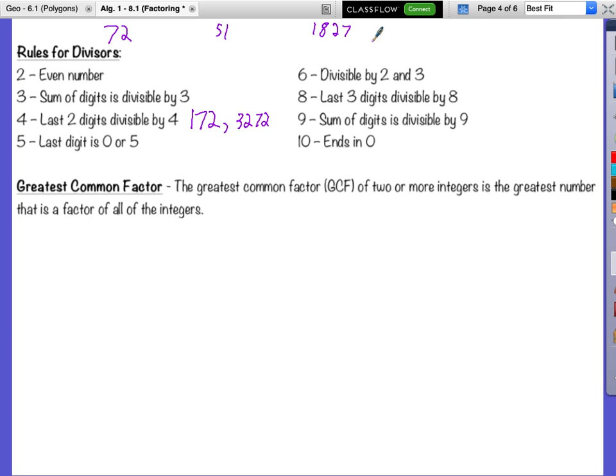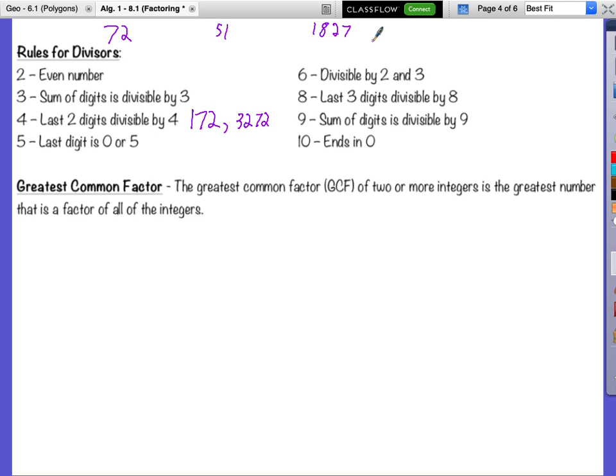Okay. Now, the greatest common factor, we call it GCF. Have you guys heard of that before? Okay, I believe you have a little bit in some previous math classes. The greatest common factor, or GCF, of two or more integers is the greatest number that's a factor of both.